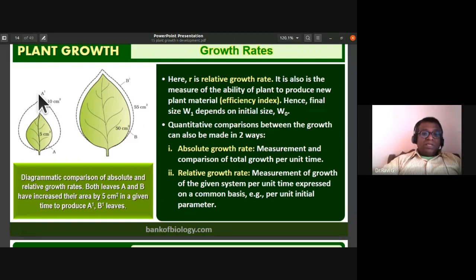So absolute growth is when the total growth is taken, from the initial level to the final stage, the total growth. Here you find the addition of 5 centimeter square is the total growth. So the absolute growth rate, relative growth rate is very less area per unit time. It is for 1 hour or 2 hours, or 1 day or 2 days, the relative growth rate is just 5 centimeter square. Absolute growth rate is going to be 10 centimeter square. The relative growth rate is going to be very less, just an additional 5 centimeter square.